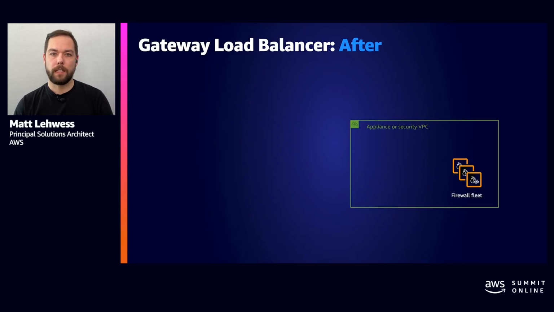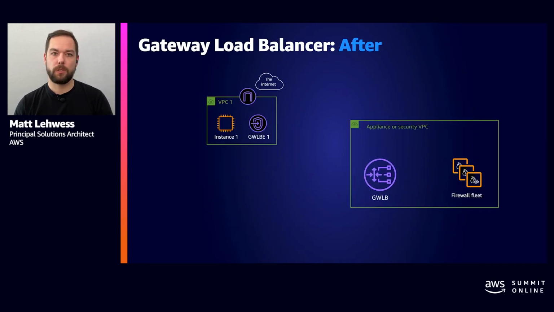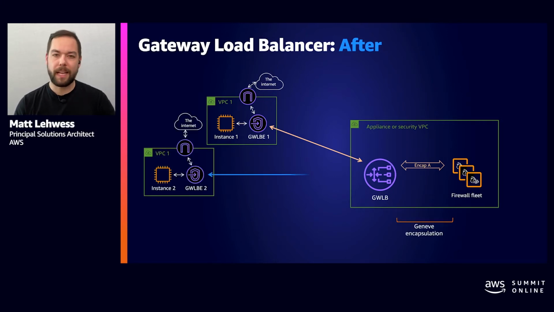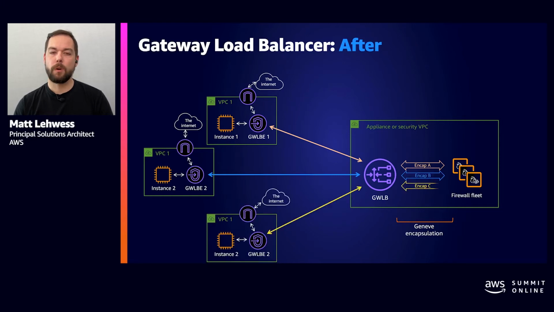Okay, a couple of different architectures here. So what we can do is we can take a VPC on the left and encapsulate this in encapsulation A, for example, which is our Geneve encapsulation, or not ours, but it's public out there. We're just using it for the Gateway Load Balancer. And so here you've got multiple VPCs all encapsulated and sending traffic to the same firewall fleet. And they all have their own internet access in this case, just like we did before.